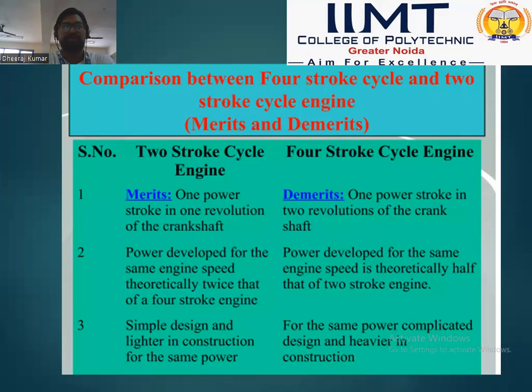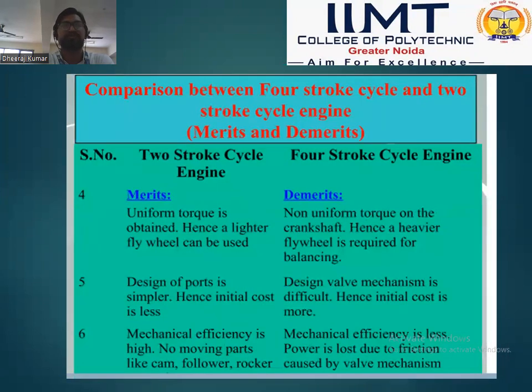The two-stroke engine has a simple design and is light in construction for the same power. For the same power, the four-stroke engine has a complicated design and is heavier in construction. In the two-stroke engine, uniform torque is obtained, hence a lighter flywheel can be used. The four-stroke engine has non-uniform torque on the crankshaft, hence a heavier flywheel is required for balancing.